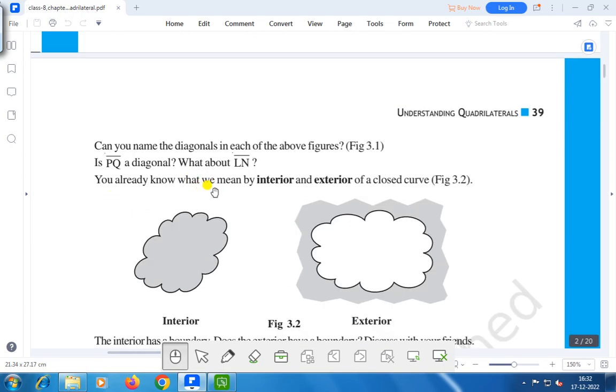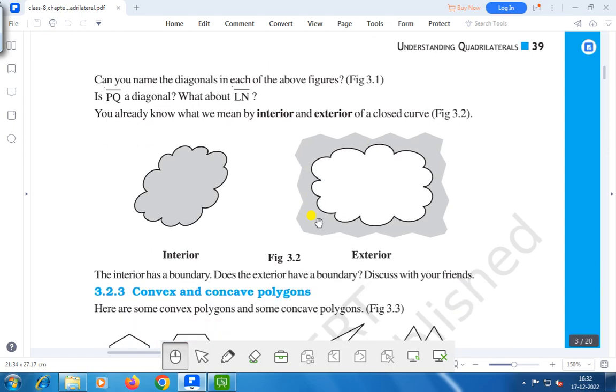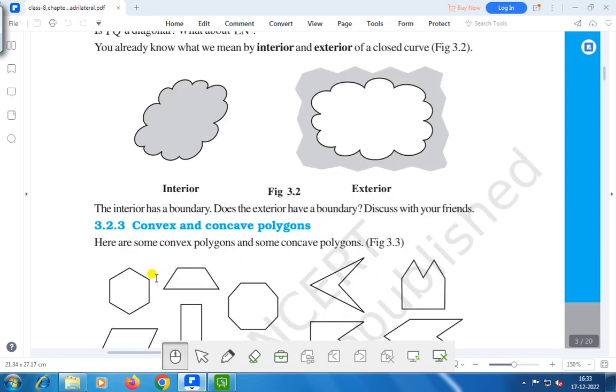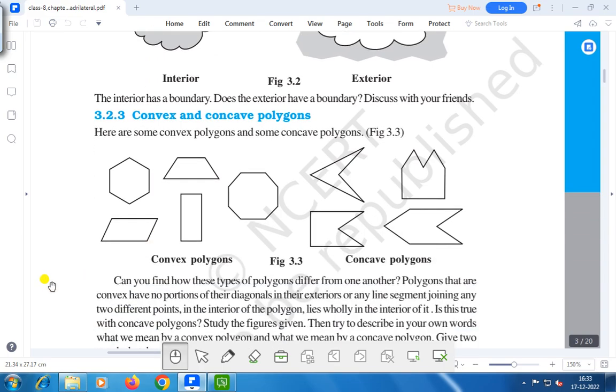You already know what we mean by interior and exterior of a closed curve. Here you see, the interior has a boundary. Does the exterior have a boundary? No. This is the interior of the closed figure, and this is the exterior of the closed figure. Right? Does the exterior have a boundary? No.